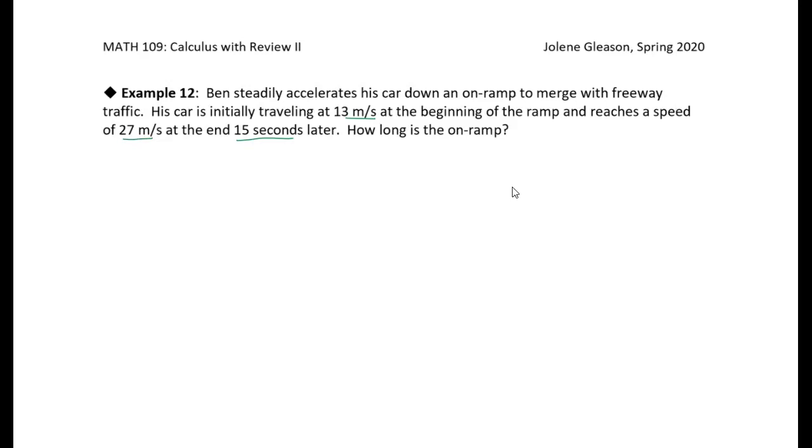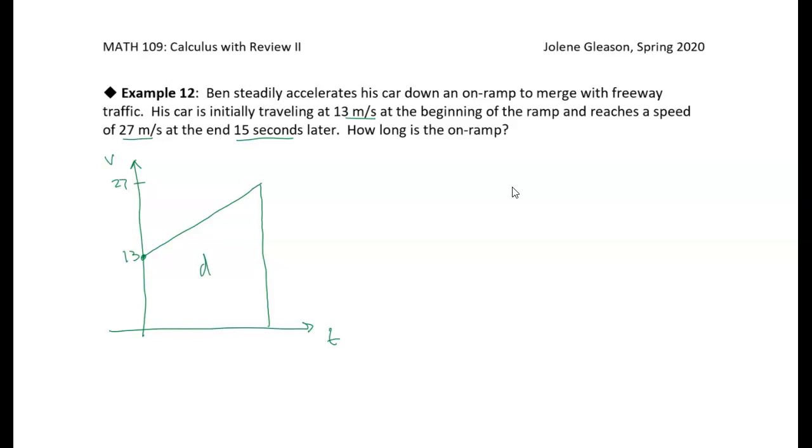So again, I'm going to graph velocity versus time. Velocity, time. Now what does this look like? You're starting out at 13. Let's say this is 13. And you're increasing your speed up to 27. So here's 27. Now we want to find the area of that curve, because the area under the velocity graph is the displacement. We're also told that it takes 15 seconds.